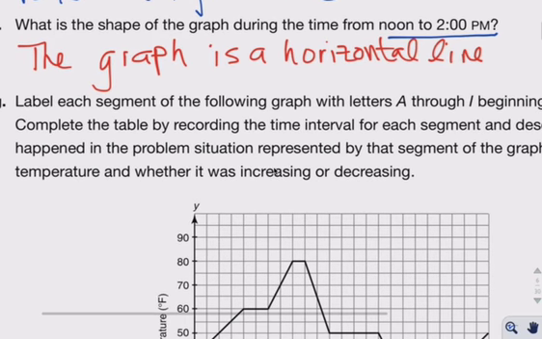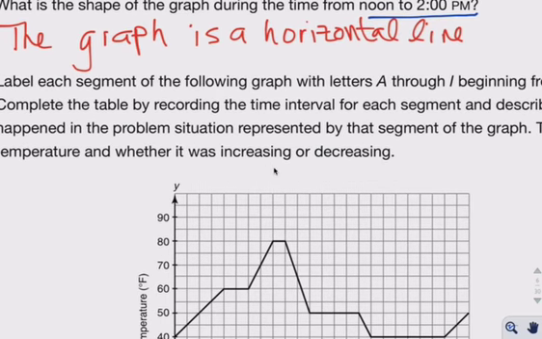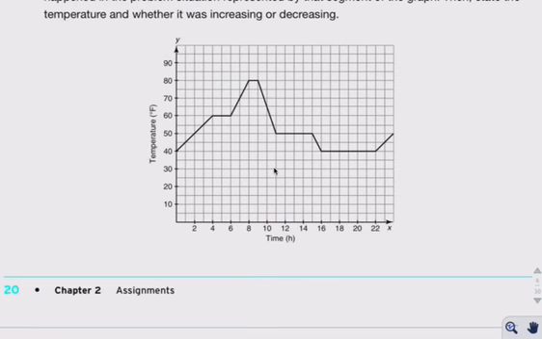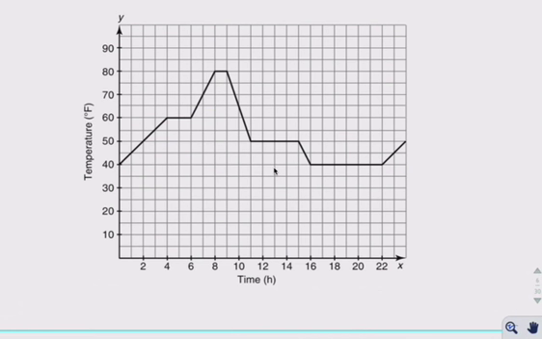Okay, number 9. Label each segment of the graph with letters A through, I'm assuming I here, beginning from the left. Complete the table by recording the time interval for each segment and describe what happened in the problem situation represented by that segment of the graph. Then state the temperature and whether it was increasing or decreasing. So let's label it first. They want you to label on this page, and the other page with the big chart is where you finish the rest of the question. We start with letter A. That's A.